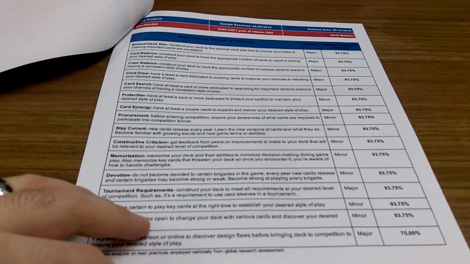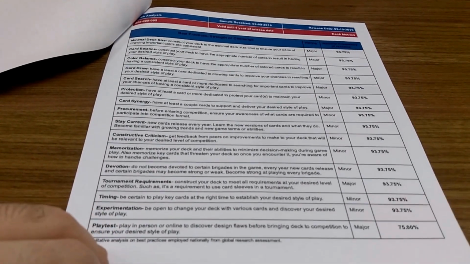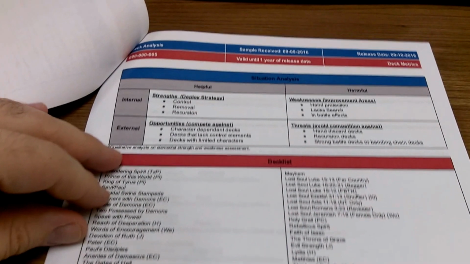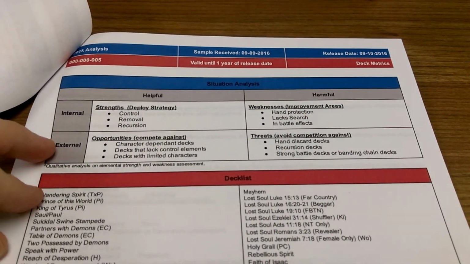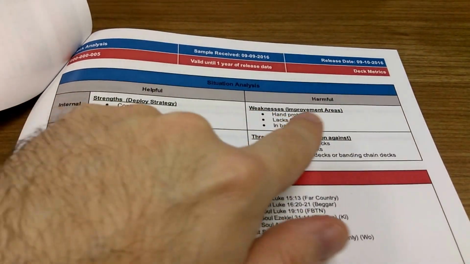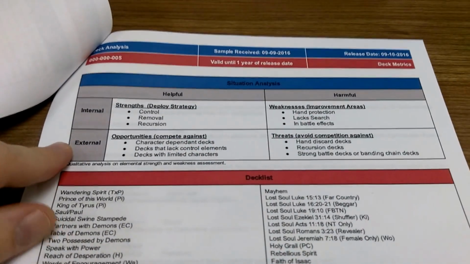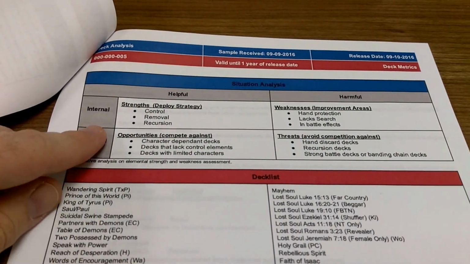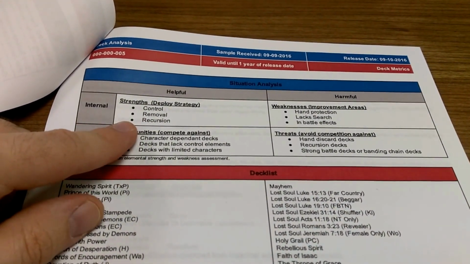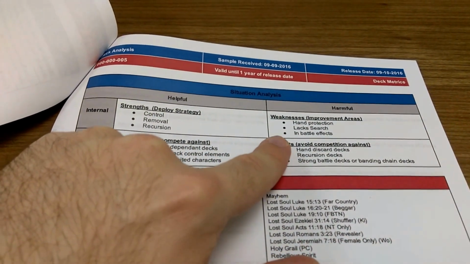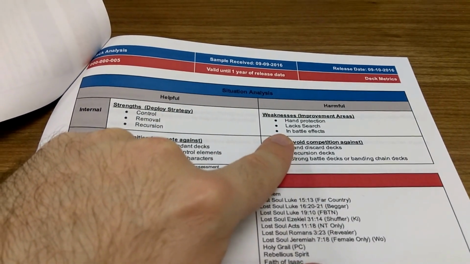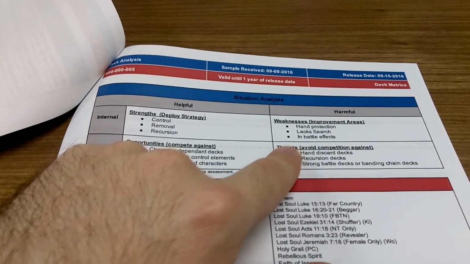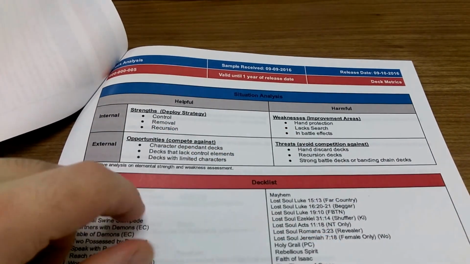Then we have some best practices, which are tips on how to improve your deck, how to play better. You also have the situation analysis. Maybe people might look at it as meta. Anyways, you'll have helpful concepts and harmful concepts, both internal and external. So this particular deck, internal strengths are control, removal, recursion, and then harmful, being weaknesses where the deck can improve, is hand protection. The deck lacks search, so it probably wants to have more search cards, and it doesn't do well with in-battle effects. So these are areas where the deck is weak.